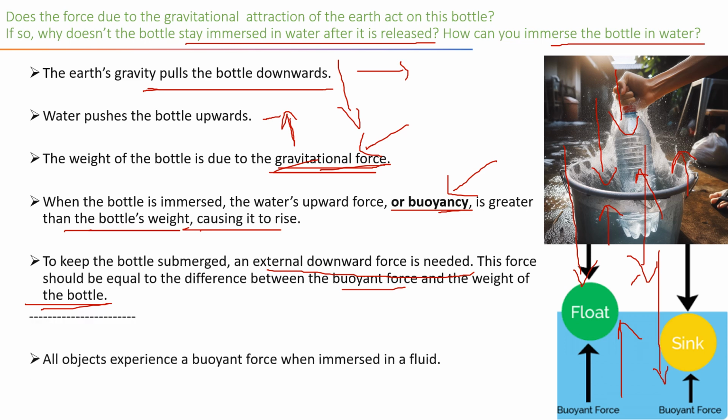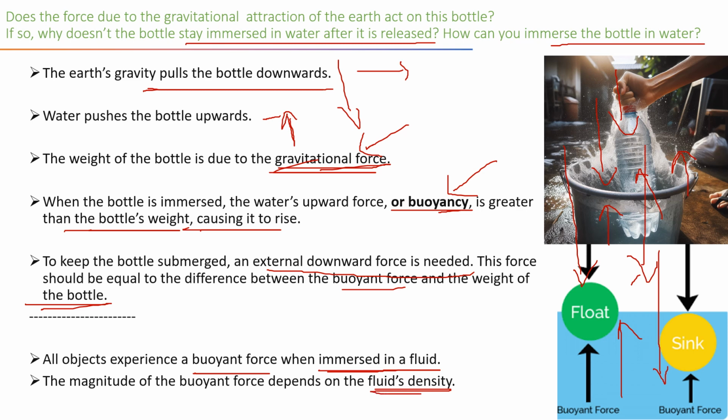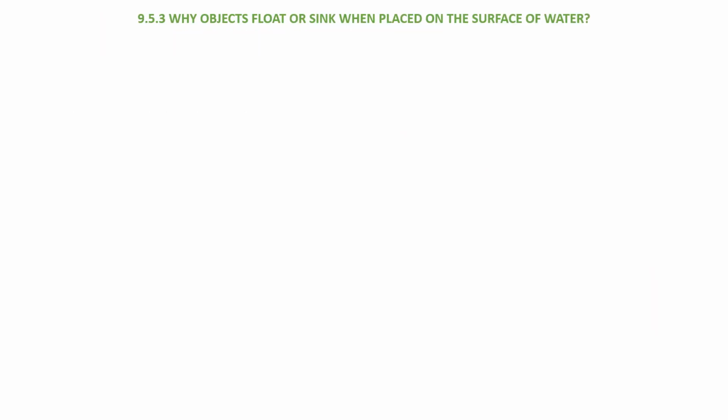Okay. What is the summary? All objects experience buoyant force when immersed in a fluid. The magnitude of the buoyant force depends on the fluid's density. What is magnitude? Magnitude depends on the fluid's density. Okay, what is density? You know that, right? Mass per volume.